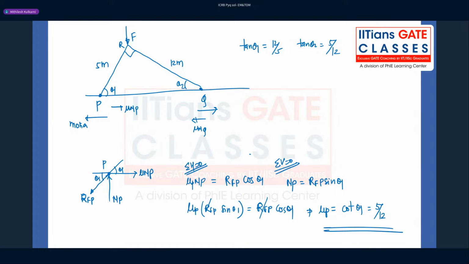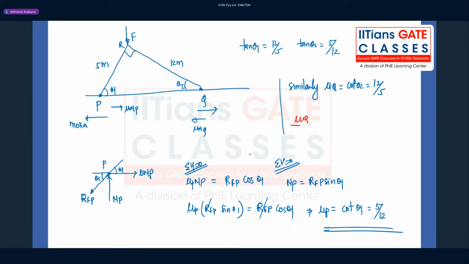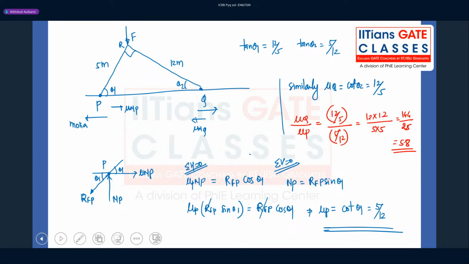In the same way, we can say that mu q will also be equal to cot of theta 2, which is 12 by 5. Okay, and what they are asking us to calculate is mu q by mu p. So it is 12 by 5 divided by 5 by 12, which is equal to 12 into 12 divided by 5 into 5, which is equal to 144 divided by 25, and that is equal to 5.8 approximately. Okay, so 5.8 is the correct answer in this case.